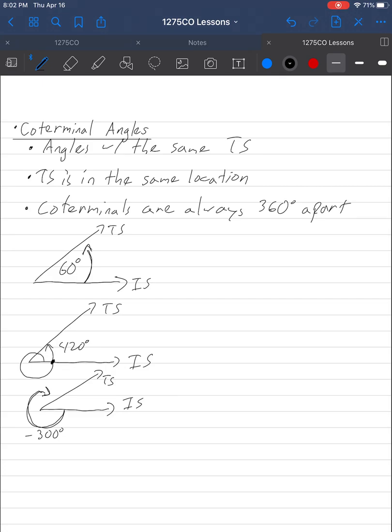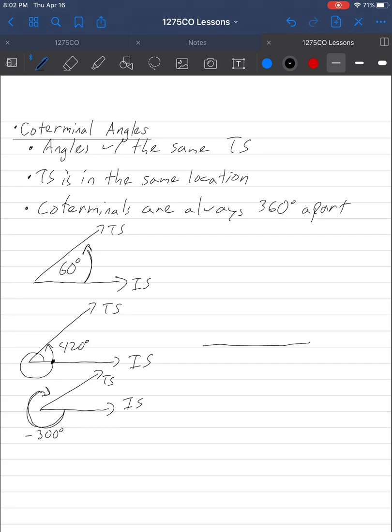These angles here, 60, 420, negative 300, are examples of coterminal angles, again, because their terminal sides are in the same location. And coterminal angles are always going to be 360 degrees apart, or 720 degrees apart, or maybe 4 revolutions of a circle, 1440 degrees apart, right?